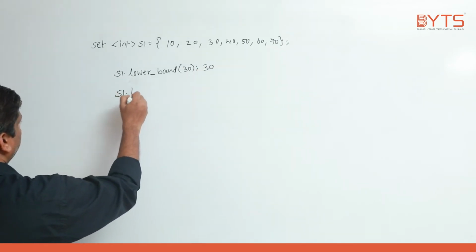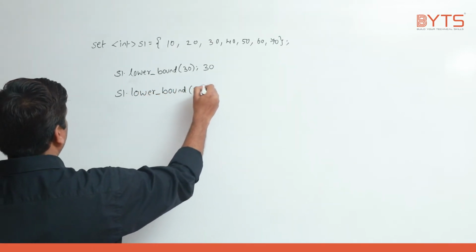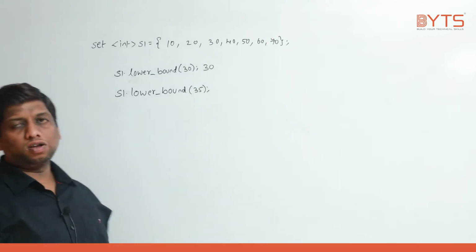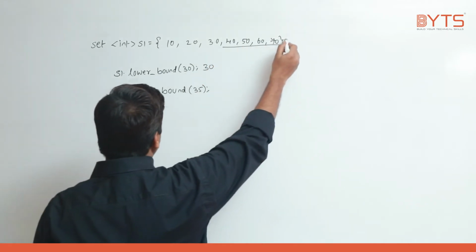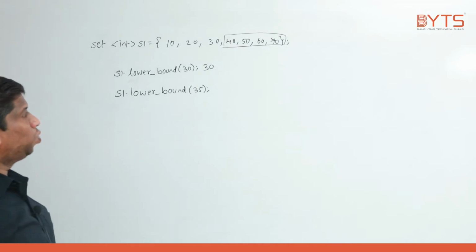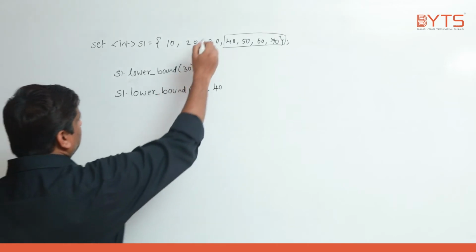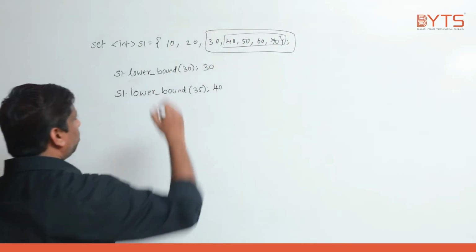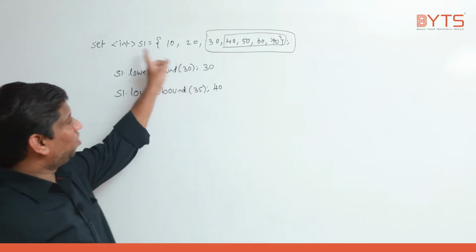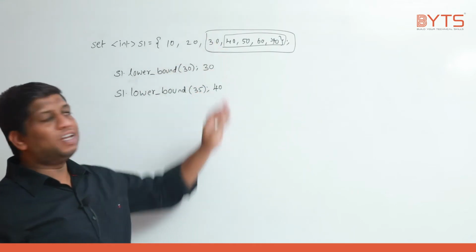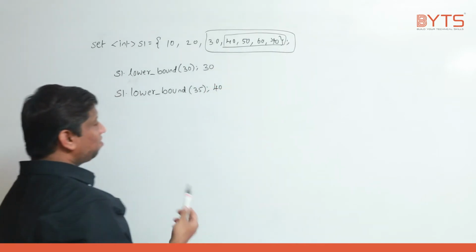For example, if you write S1 dot lower bound of 35. Now tell, is the value 35 there or not there? Not there. Now lower bound will tell, in all these values, which is the lowest value. Lowest value is 40. That is the reason we will get 40. Understand? Very important point. If it is 30, in all these values which is the lowest value? 30. That is the reason it is going to give you 30. If it is 35, there is no 35. So for 35, the immediate next greater number is 40, which is the lowest for the remaining numbers, right? That is the reason it will give you 40.